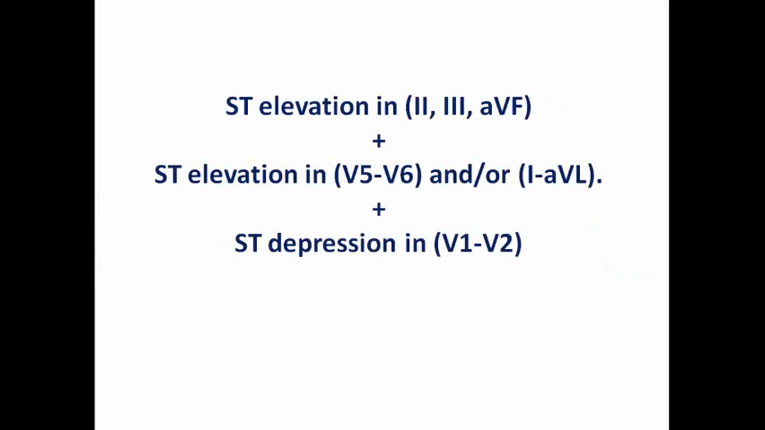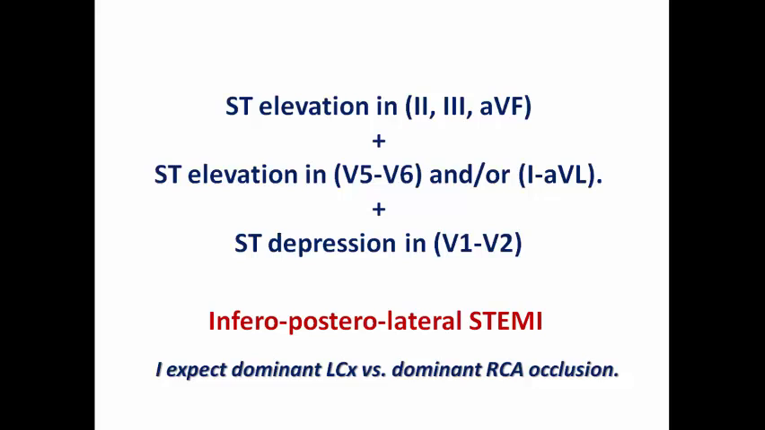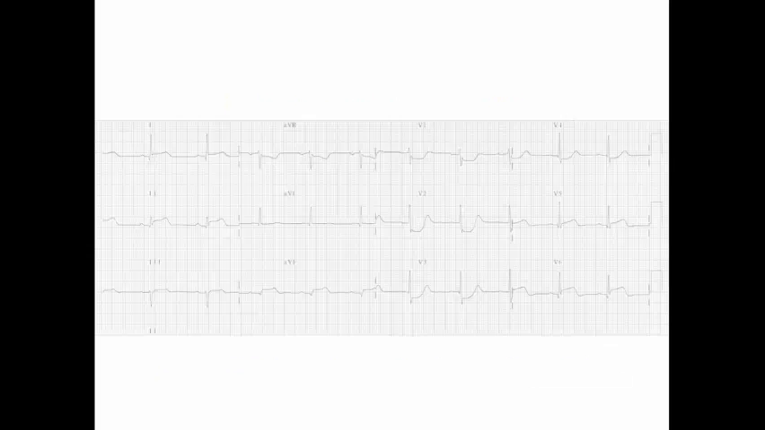When I see that the patient has ST elevation in 2, 3, and aVF, we have inferior STEMI, and ST elevation in V5, 6, and or 1, aVL, so he has lateral STEMI, and he has ST depression in V1, V2 with tall R wave, and so I assume that he has posterior STEMI. I can call this inferior STEMI, expected to be dominant LCX or dominant RCA occlusion.